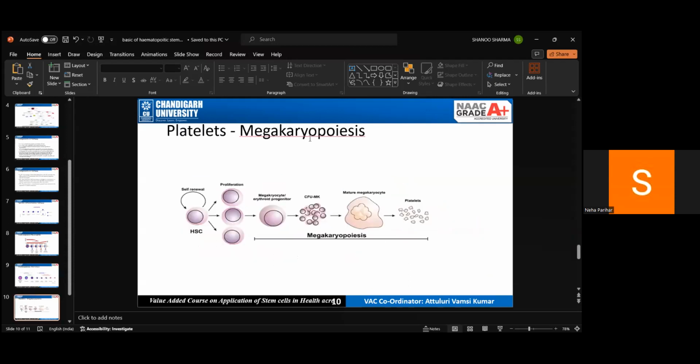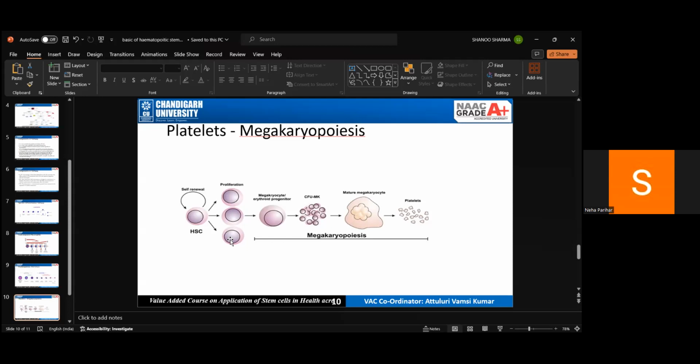Then in the last, platelets, megakaryopoiesis. In this megakaryopoiesis, thrombopoietin hormone is going to act, and interleukin 15 is going to act. Hematopoietic stem cells, as we all know, have the self-renewable ability. So they are going to proliferate first into different types of progenitor cells, that are myeloid cells and lymphoid series.